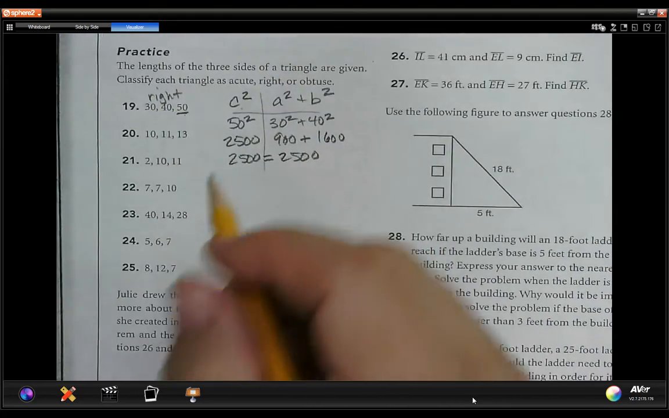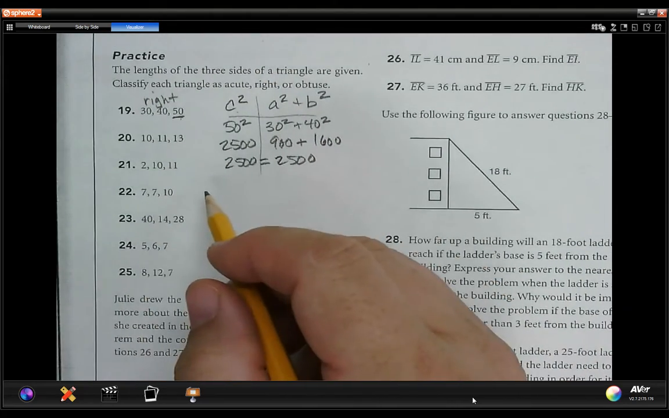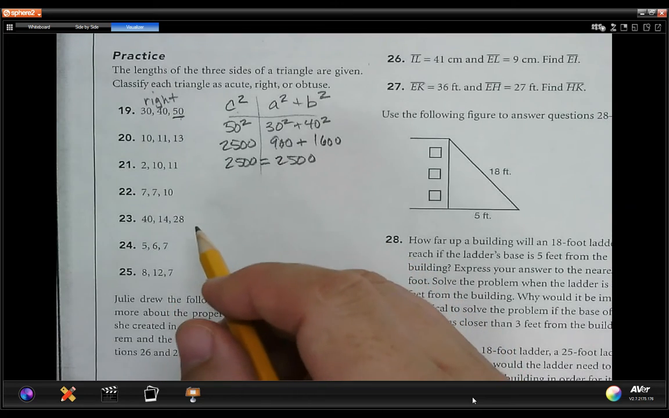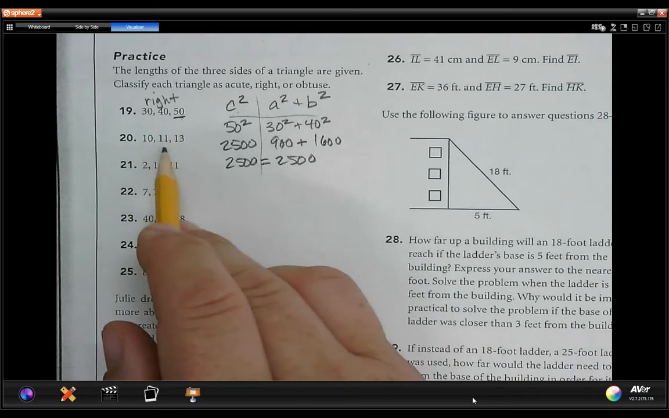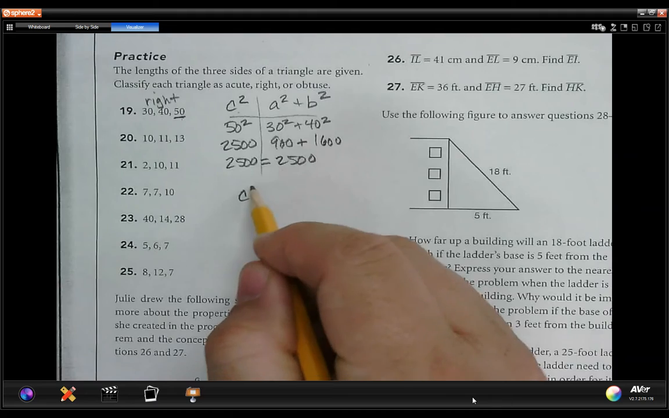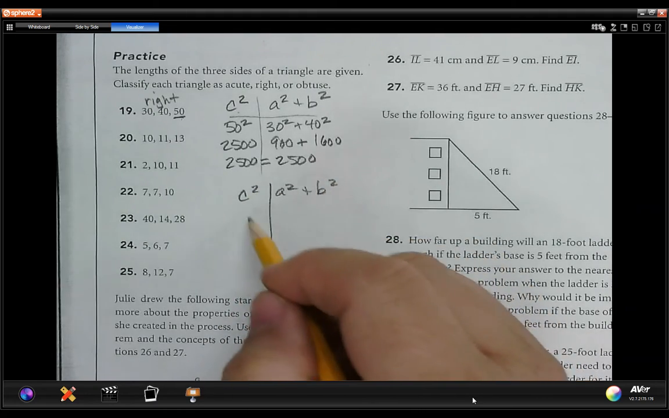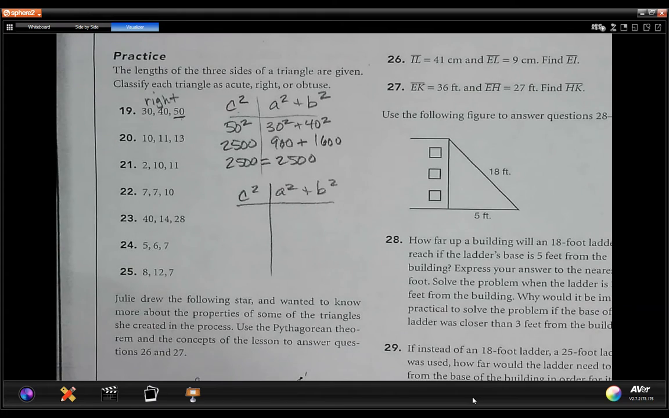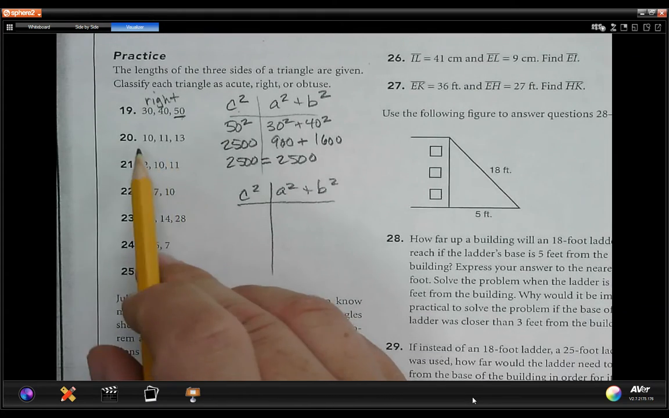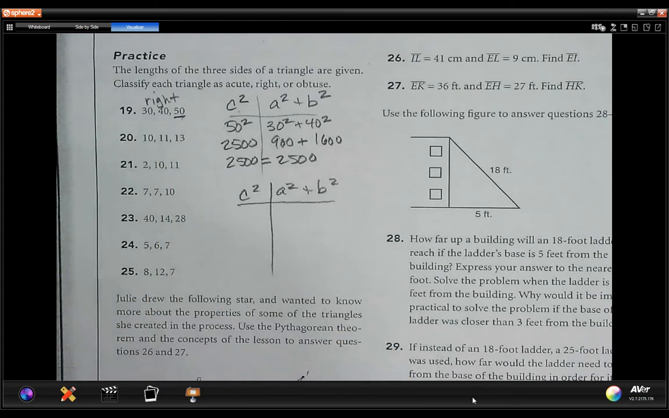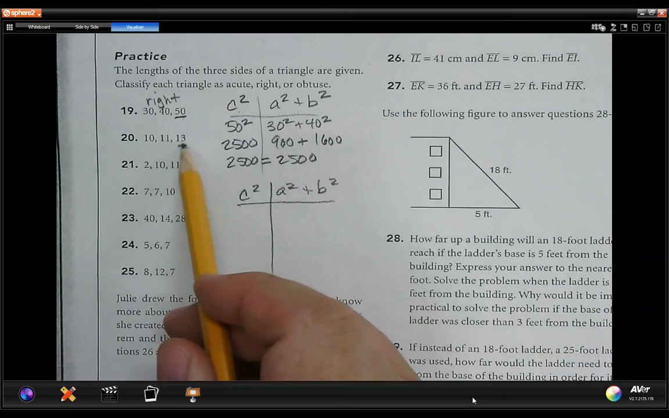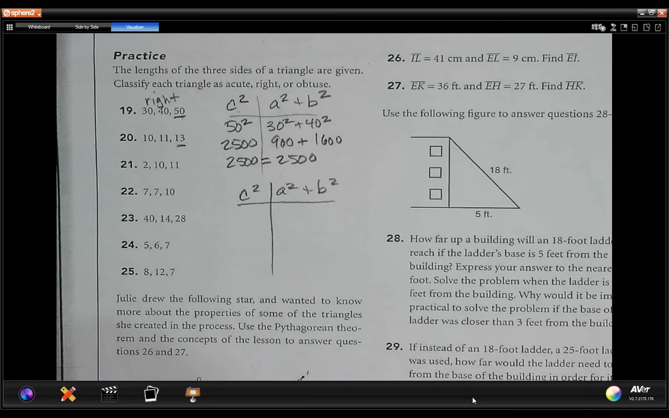So let's do number 20, and we'll work through the same kind of scenario, and you'll get an idea of what we're looking at. For number 20, again, we're going to set it up the same way, c squared, a squared plus b squared, and we'll go ahead and do this table. That seems like a good idea to keep everything organized. Which one would be my c out of these three numbers, 10, 11, and 13? If this is truly a right triangle, then this one would have to be c, right? Because it's the longest side.